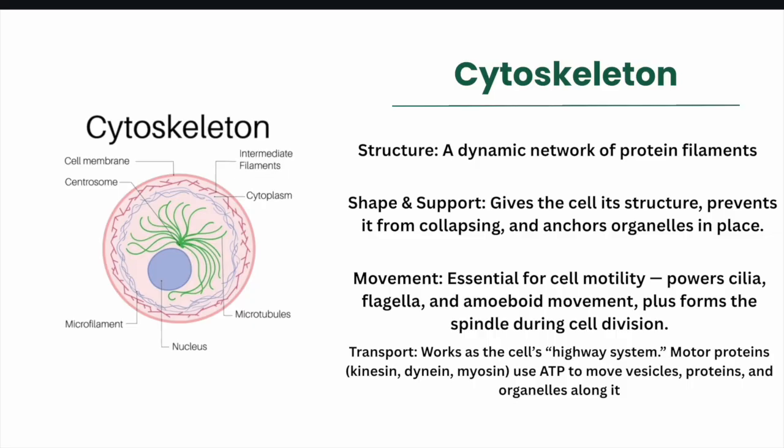The structure: a dynamic network of protein filaments. Shape and support: gives the cell its structure, prevents it from collapsing, and anchors organelles in place. Movement: essential for cell motility, powers cilia, flagella, and amoeboid movement, plus forms the spindle during cell division. Transport: works as the cell's highway system. Motor proteins like kinesin, dynein, and myosin use ATP to move vesicles, proteins, and organelles along it.